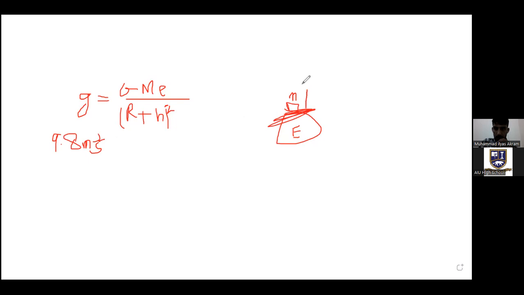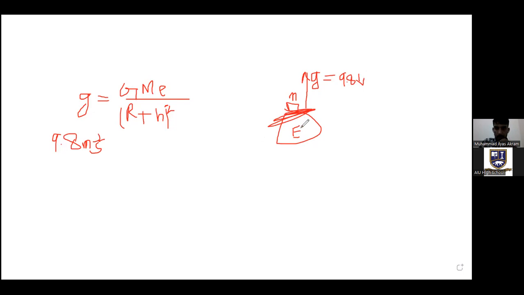While as this mass goes upward, its value becomes less. That will not be equal to 9.8. That will be lesser than 9.8. And we can calculate this by the formula here: g equal to capital G, mass of Earth, divided by radius.